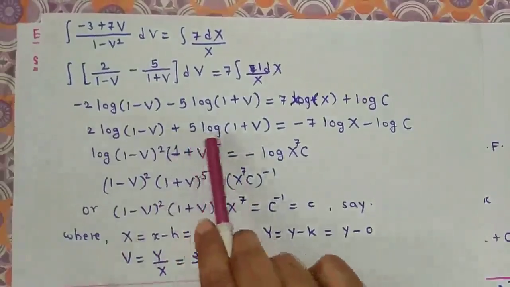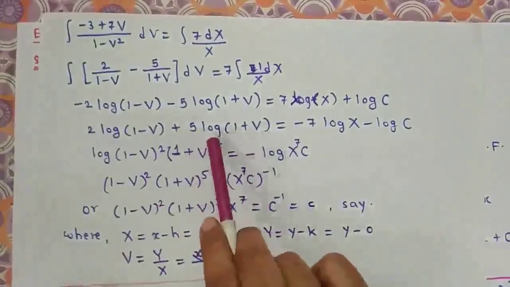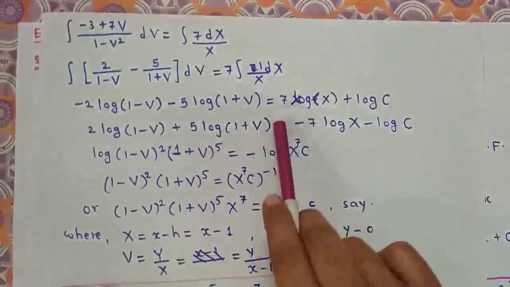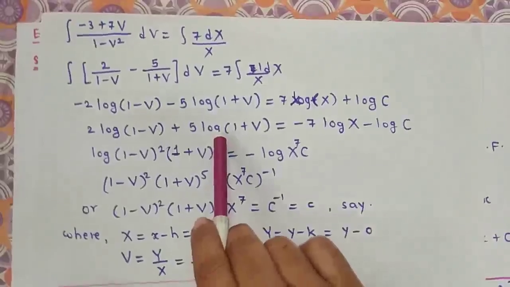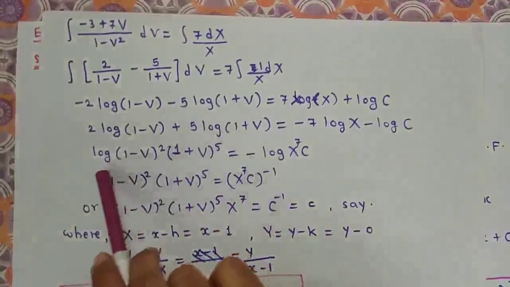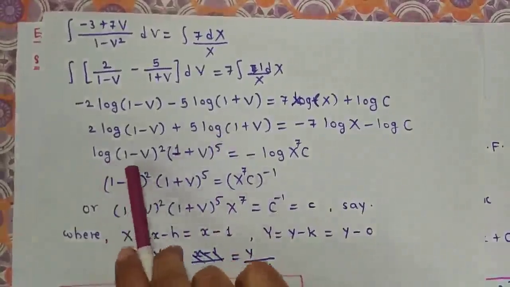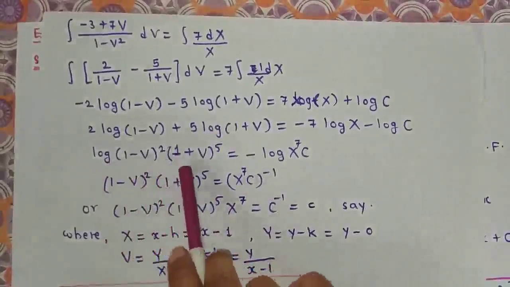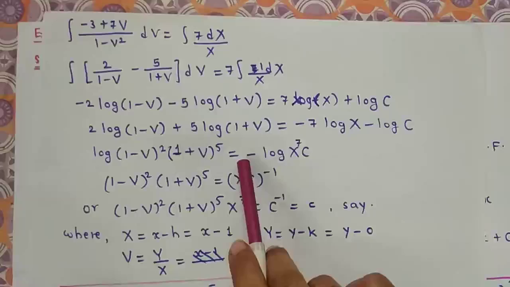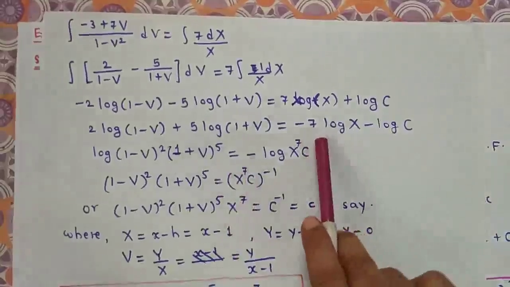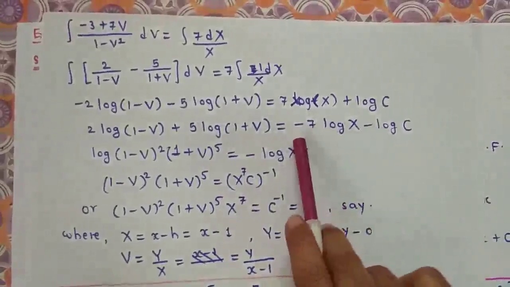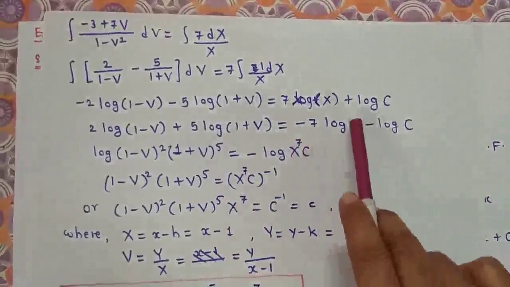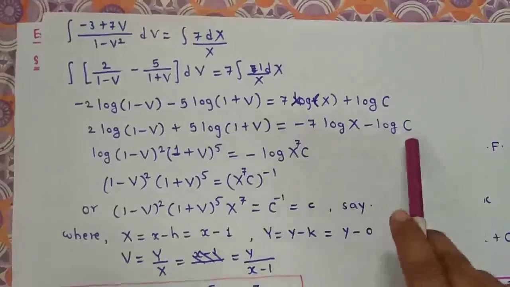Similarly here, 5 log (1 plus v) can be written as log of (1 plus v) raised to power 5, and then we use the formula log a plus log b equals log a times b. That's why here we get log of (1 minus v) whole square into (1 plus v) raised to 5 equals, right-hand side becomes, now by taking negative sign common from these two terms, we get minus of log x to the power 7 plus log c.